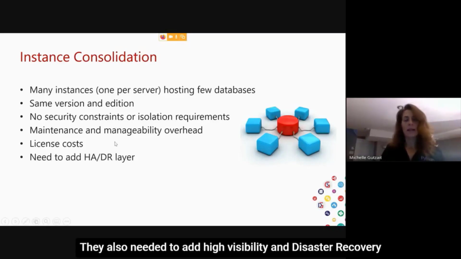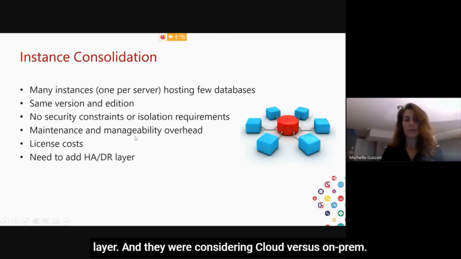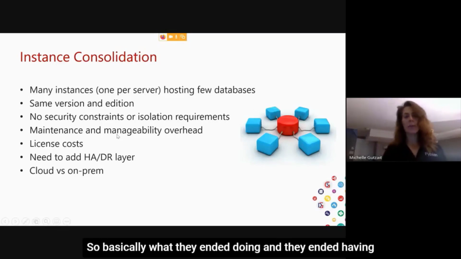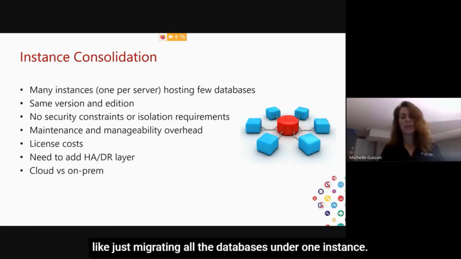They also needed to add a high availability and disaster recovery layer, and they were considering cloud versus on-prem. So basically what they ended up doing was migrating all the databases under one instance. They were saving on license costs of the operating system and of the instance, and they went on a VM in the cloud.